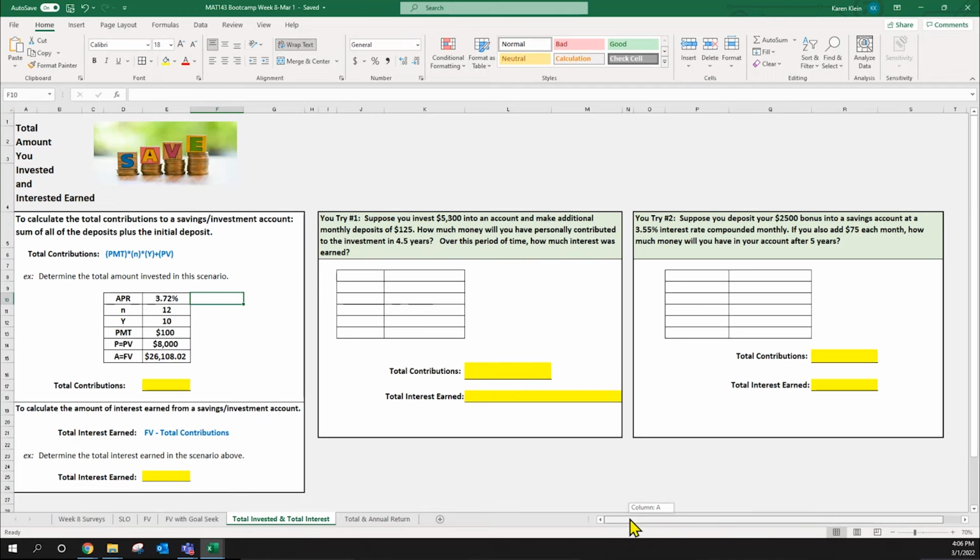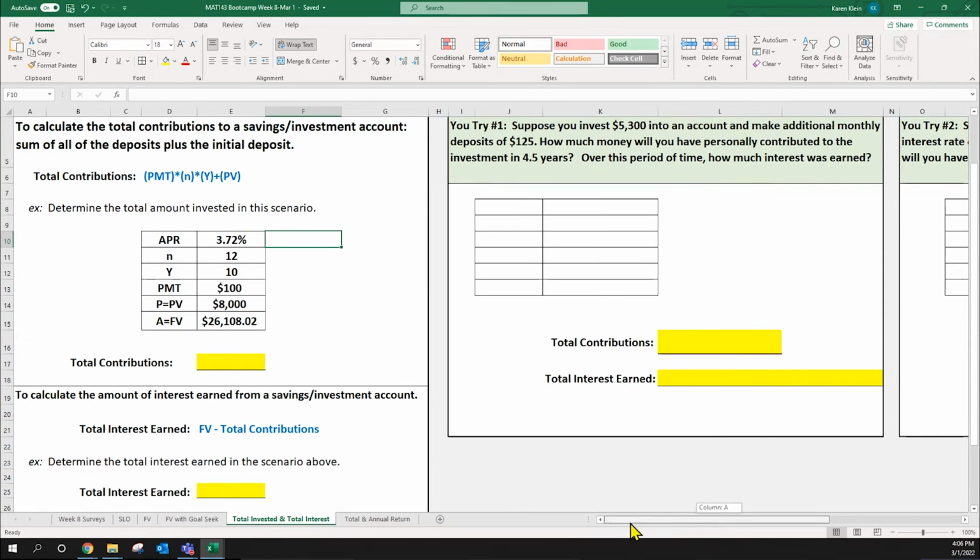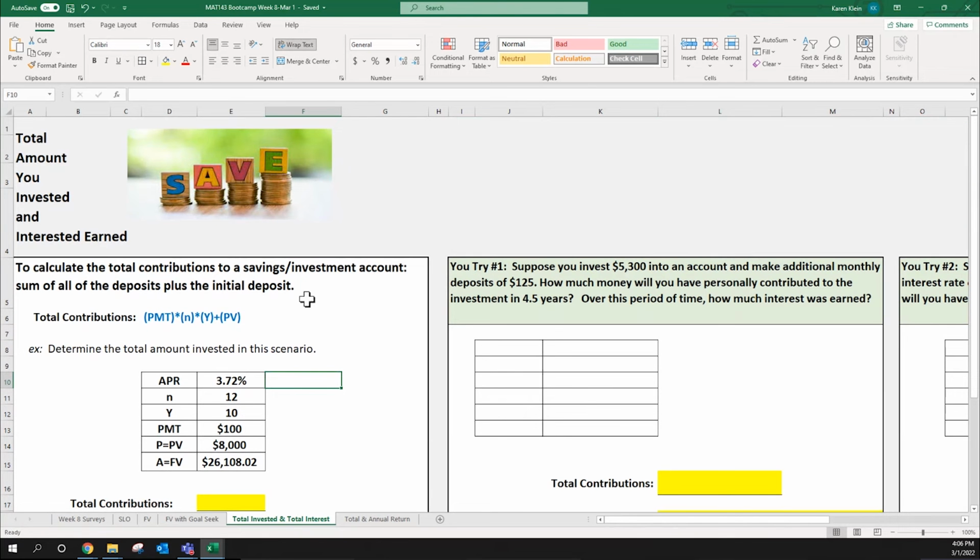So, lots of times when we're doing problems, we want to know, well, okay, I made a lot of money, but how much money did I actually spend to go towards the money that I made? So let's take a look at an example here. We're looking at the total amount that you have invested and how much interest you have earned. Now, to calculate the total contributions, this is the formula we're going to use.